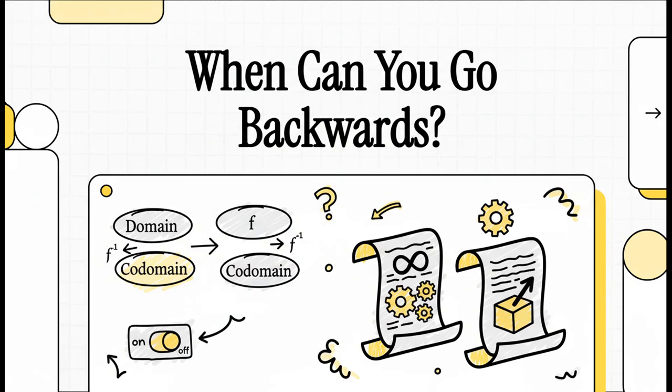You know, we do things all the time. We start a car, we send an email, we brew a cup of coffee. But have you ever really stopped to think about when you can perfectly undo something? Well, today we're going to unpack two of the most powerful theorems in all of mathematics that give us the answer to that exact question. When can you actually go backwards?